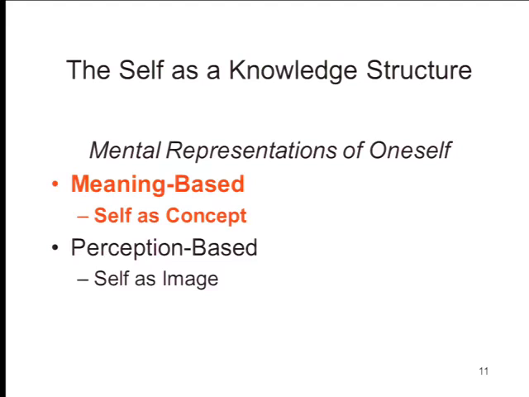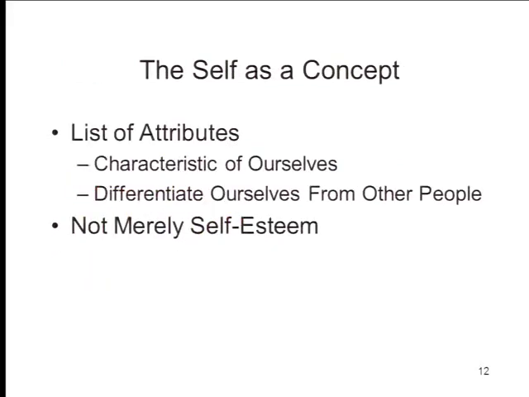But what Cantor and I tried to do was to think about the self as a concept in very concrete terms. If the self is a concept, what does that concept look like? As you know, all concepts have certain kinds of features in common. We commonly think about concepts as lists of attributes. So the self-concept would consist of a list of attributes that are somehow characteristic of ourselves and somehow serve to differentiate ourselves from other people.